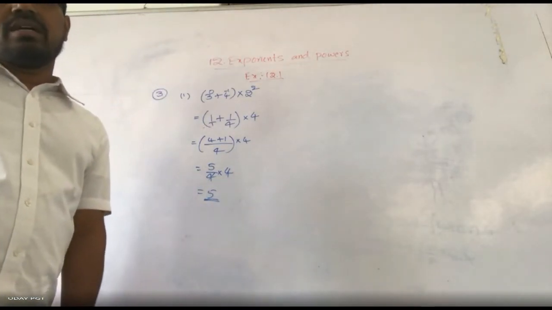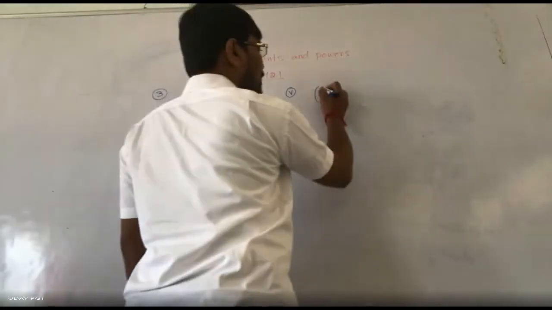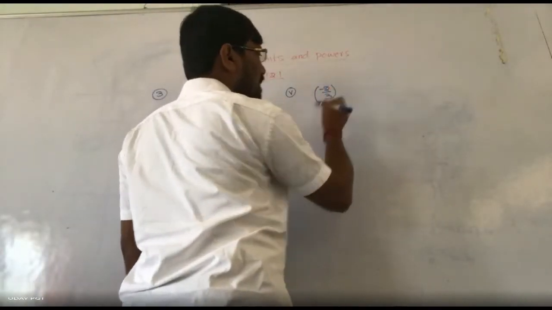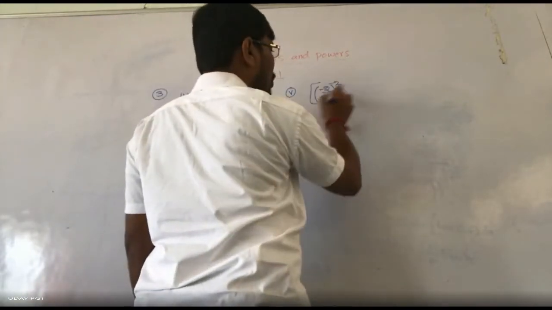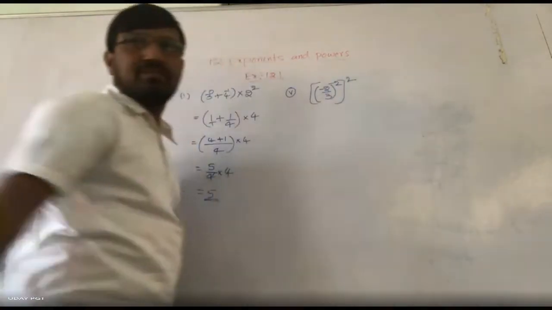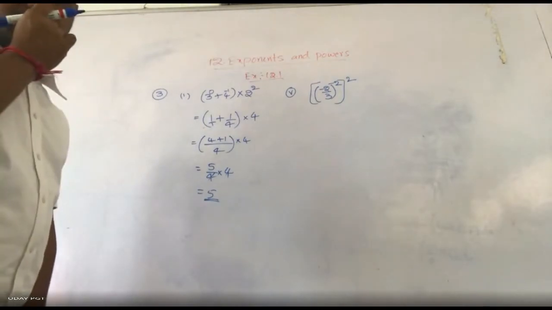Can you do the remaining problems here? Yes, sir. Last problem, can you explain again, sir? Yes, sir. Start from the last problem. What is it here? Minus 2 by 3 whole to the power of minus 2 whole square. First, what to do here?